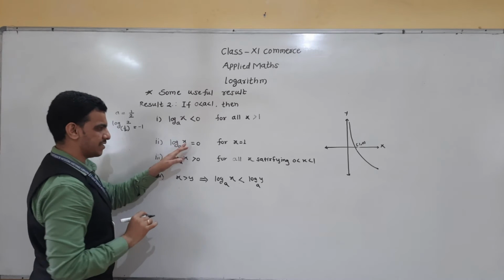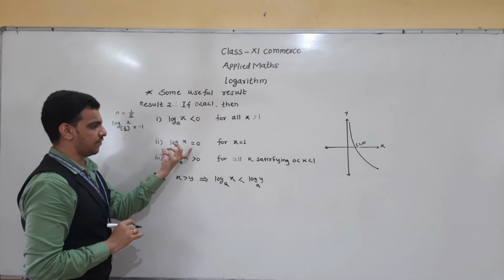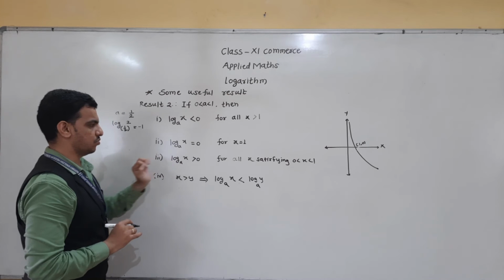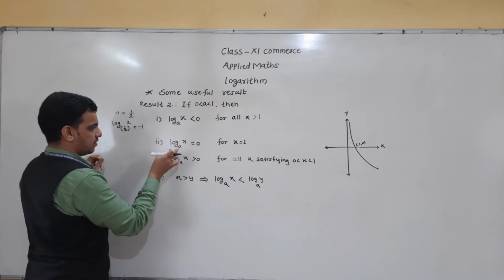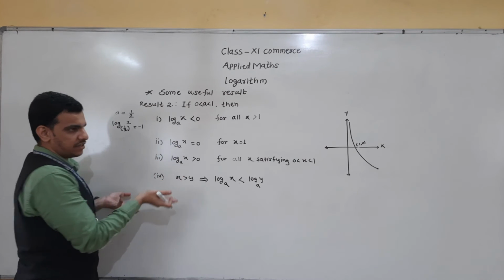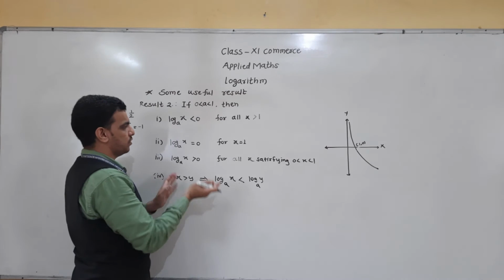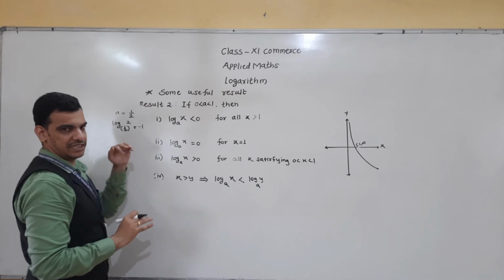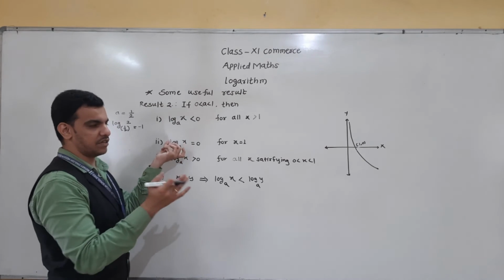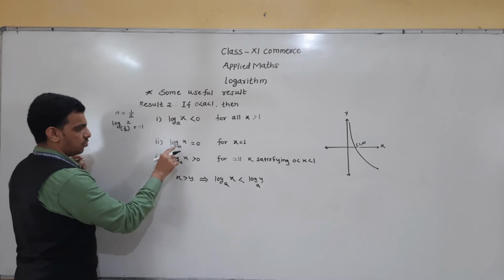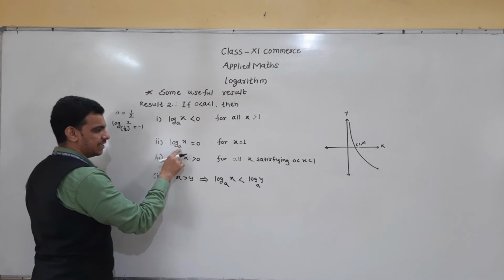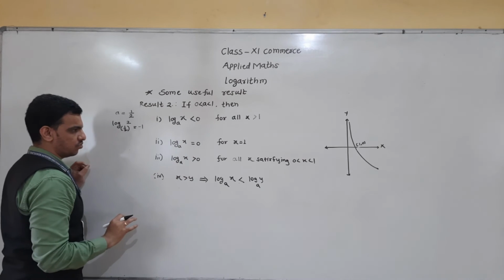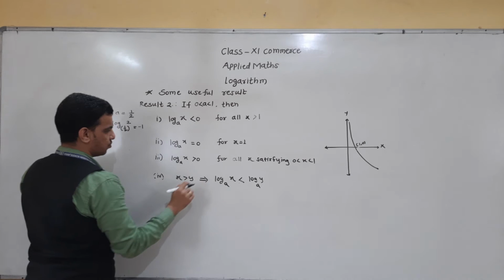Second result: if x is equal to 1, then that value is 0. So log 1 is 0. Whether a is greater than 1 or a is in between 0 to 1, the answer is 0, because any number raised to the power 0 is 1. So log of x for any base is 0 for x equal to 1.